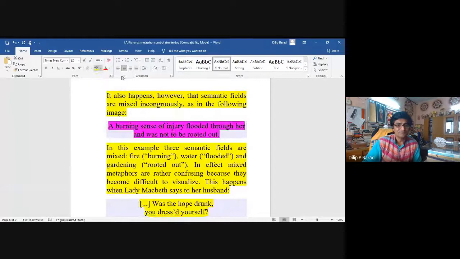A burning sense of injury flooded through her and was not to be rooted out. I repeat again, the burning sense of injury flooded through her and was not to be rooted out. Now, if you try to read the meaning of this, can anybody tell me what the meaning is?